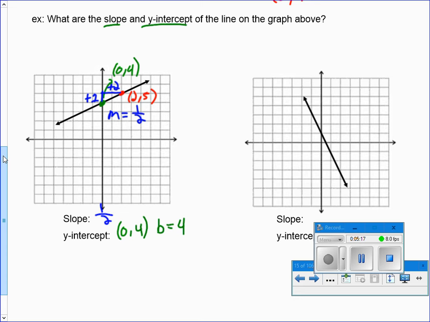Same idea on this next one. The y-intercept is right here. We go up 1, so (0, 1) is our y-intercept. We'd use b equals 1 in our slope-intercept equation. And if I want to find the slope, what I have to do is locate another point and count the change in the x and y direction.